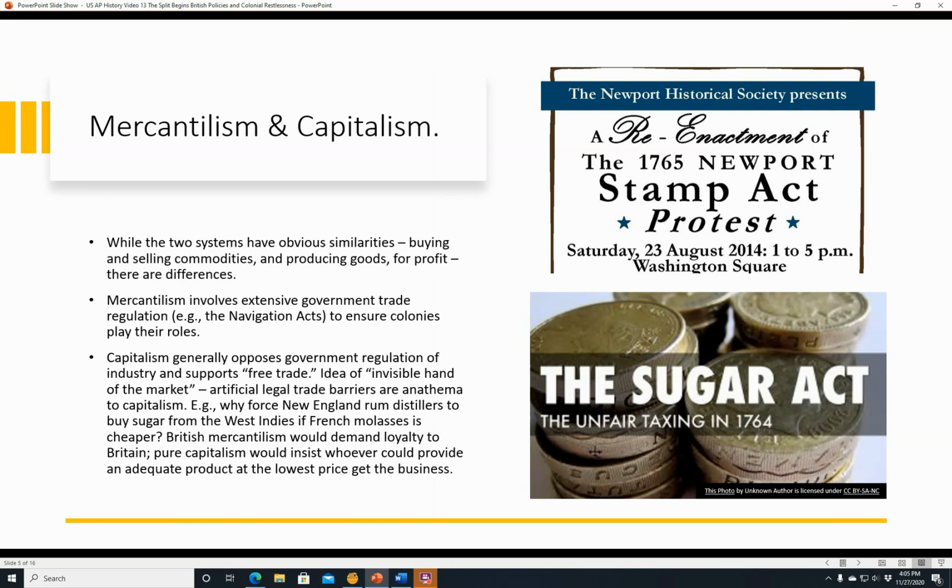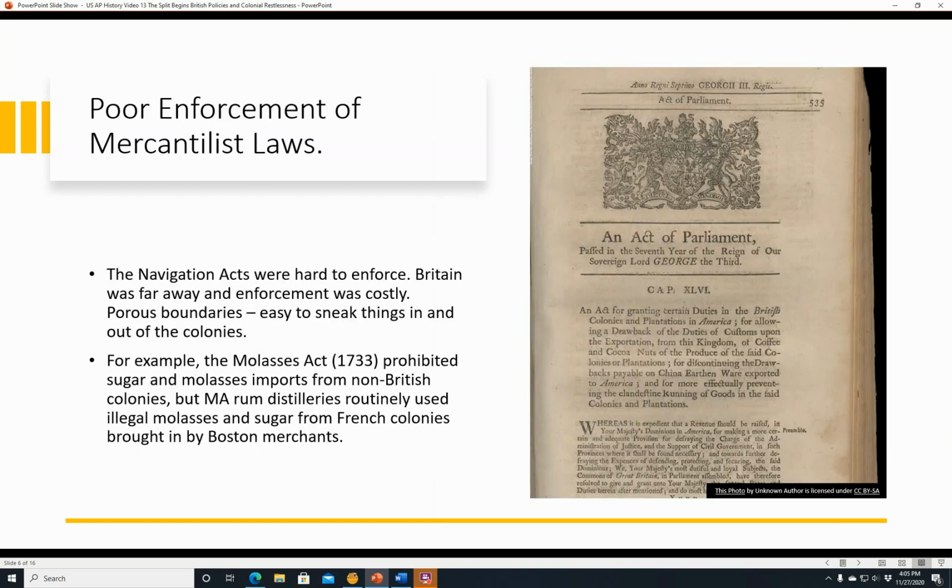All right, let's move on. Poor enforcement of mercantilist laws. The Navigation Acts were hard to enforce. Britain was far away and enforcement was costly. And there were porous boundaries. It was really easy to sneak things in and out of the colonies.